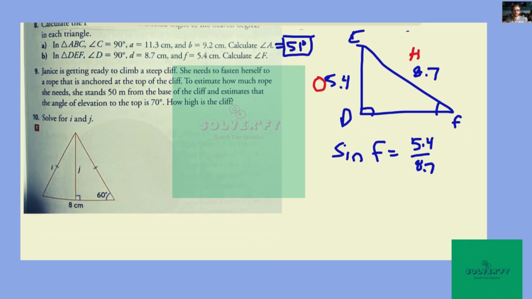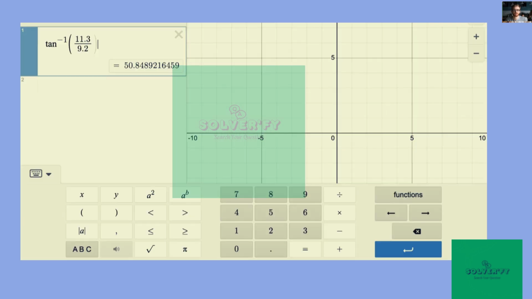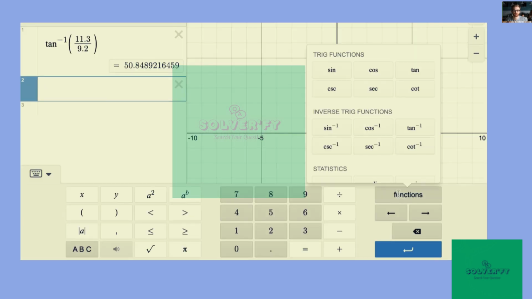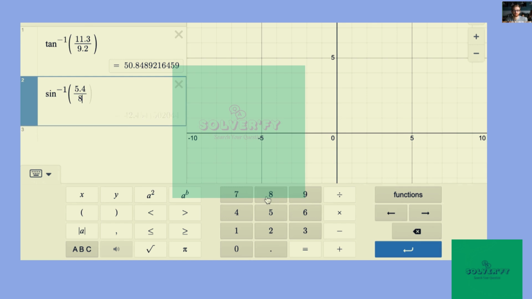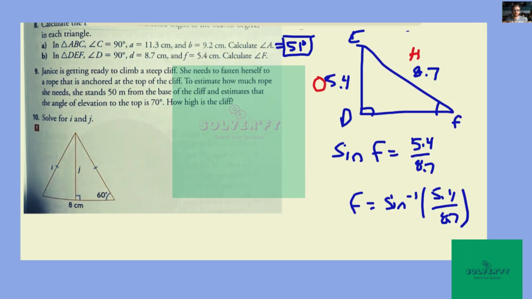So angle F would be the inverse sine of 5.4 over 8.7, which would be 38 degrees to the nearest degree.